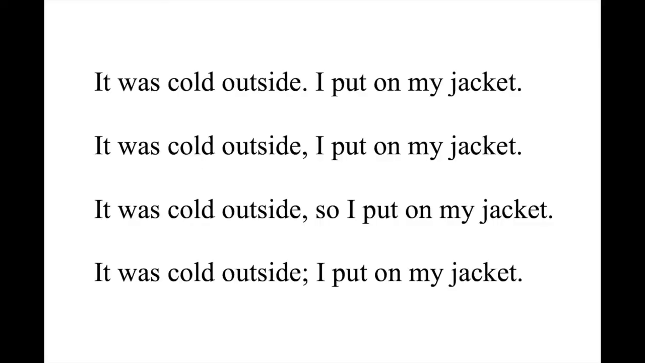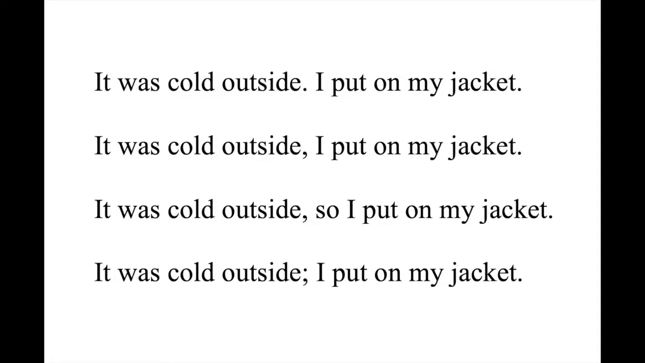The graphic starts with two separate SVOs, right? It was cold outside. I put on my jacket. Now, the rest of this graphic shows different ways these two SVOs, or two independent clauses, could be put together. The second sentence is the incorrect way. This is what's called a comma splice. I'll have more on that in a minute. A comma splice means you just take a comma and jam two SVOs together, and that is a mistake. You're not allowed to do that.